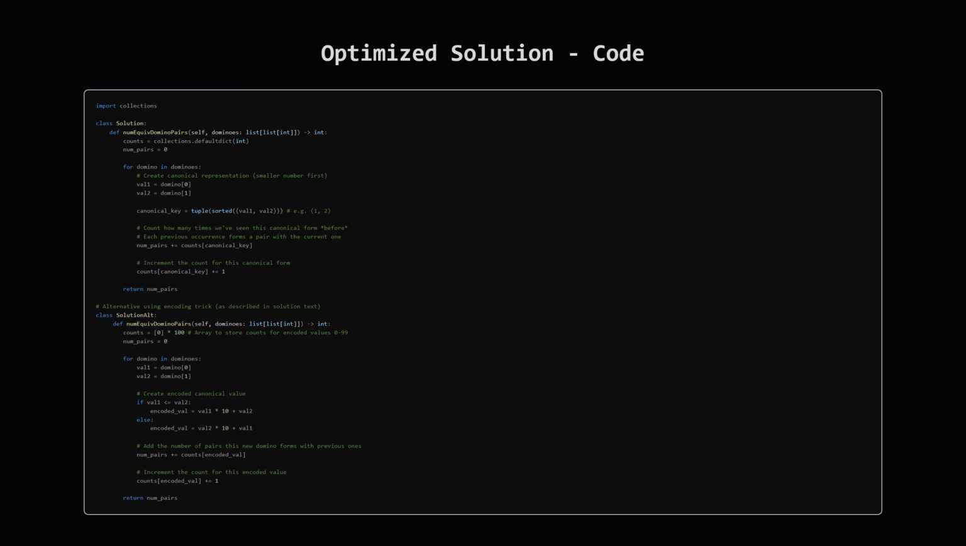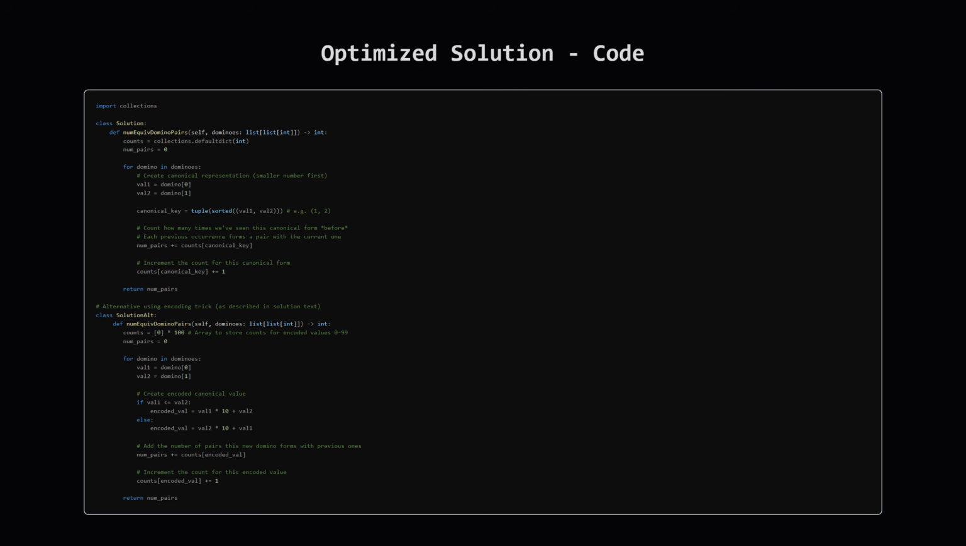Okay, here's the Python code implementing that idea. The first version uses a dictionary, or defaultdict, and tuples for the canonical key. The second version uses that encoding trick with the array of size 100. Notice how in both versions, as we process each domino, we first figure out its canonical representation, either as a sorted tuple or an encoded number.